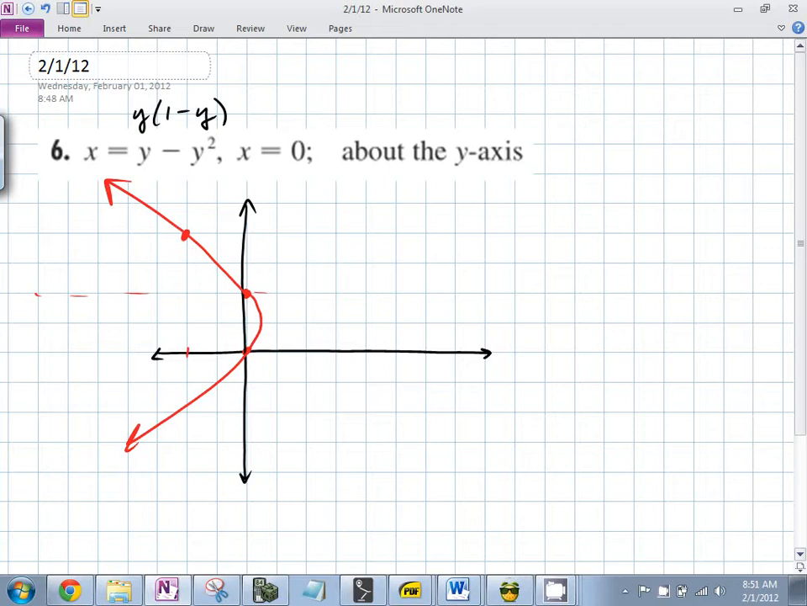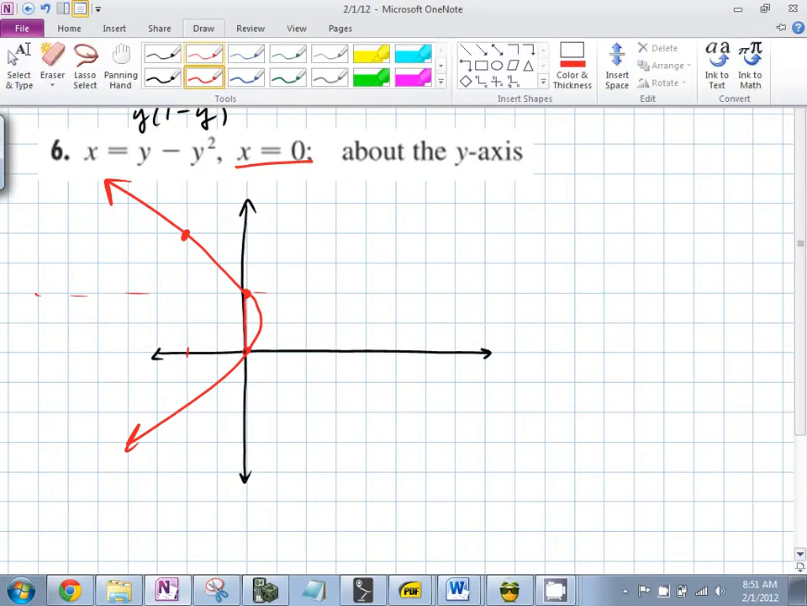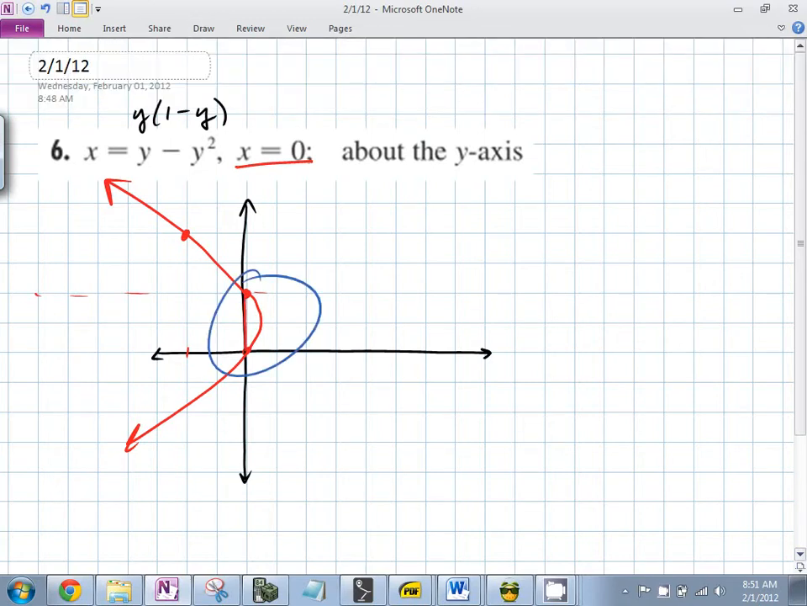Everybody see that right there? And where are you rotating? You're rotating it about the y-axis, and it's also bounded by x equals 0. What is x equals 0 also known as? No. The y-axis. X equals 0 is the y-axis. So what shape are we rotating? We're rotating that shape right there.